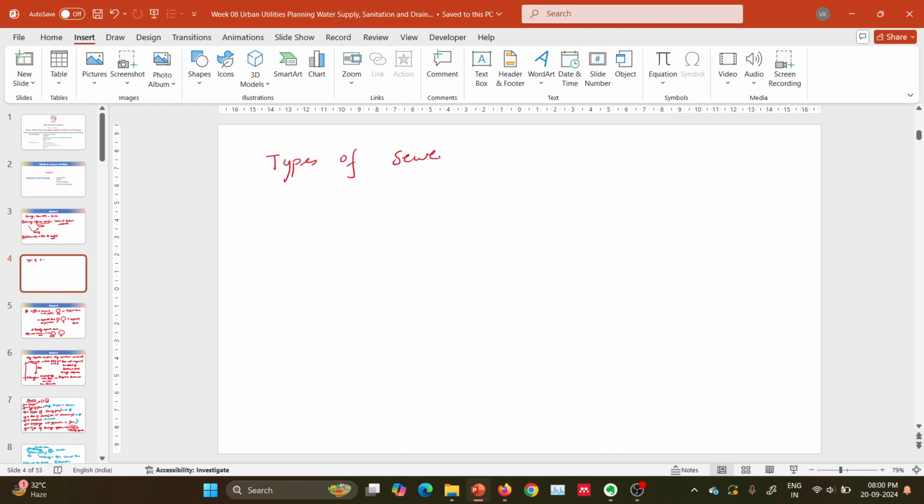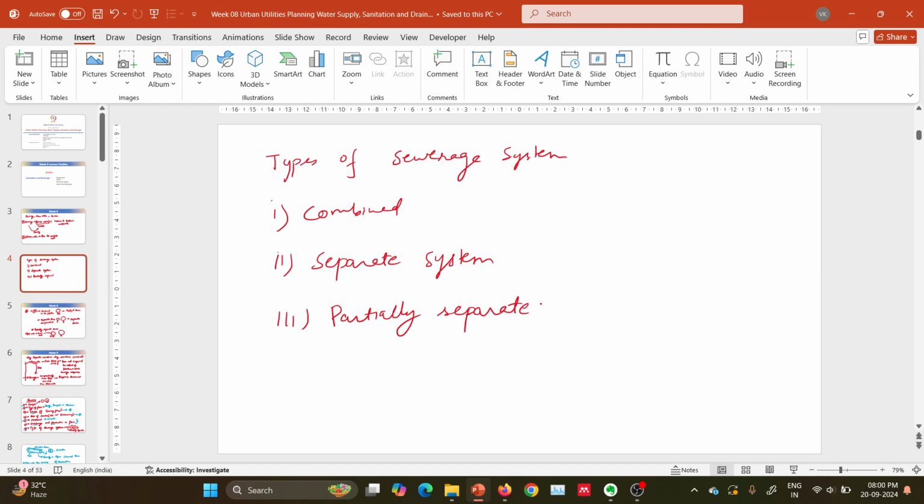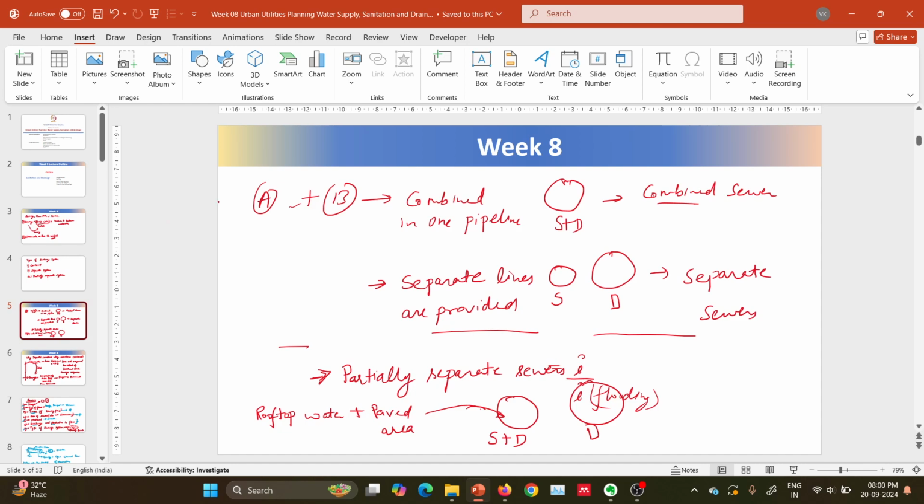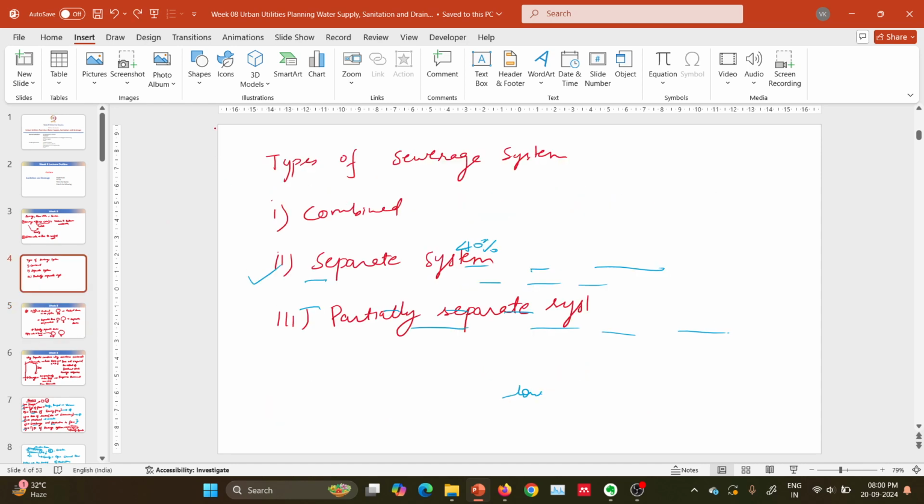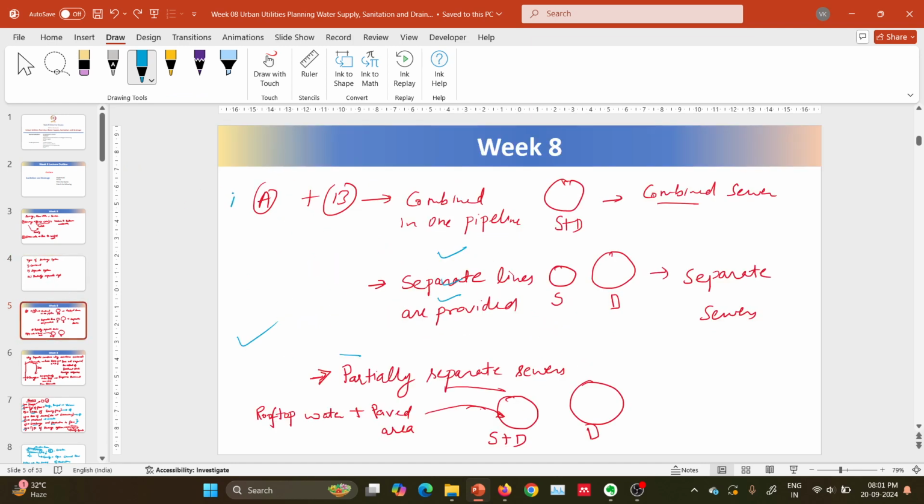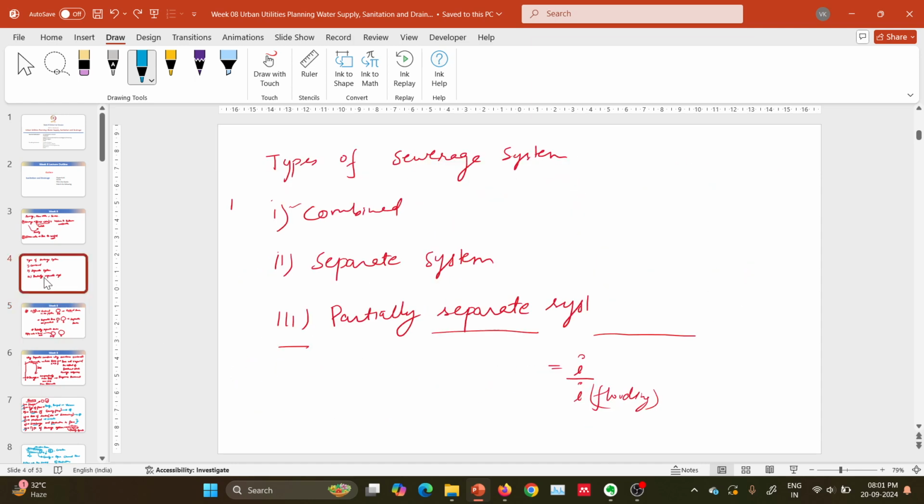Types of sewerage system. One is combined system, separate system, and one is partially separate system. So this is about the combined system. This is about the separate system. Combined, separate, partially separate. Correct.